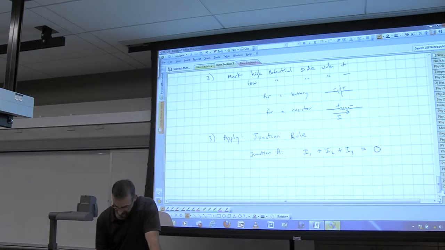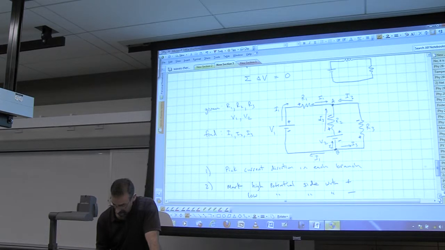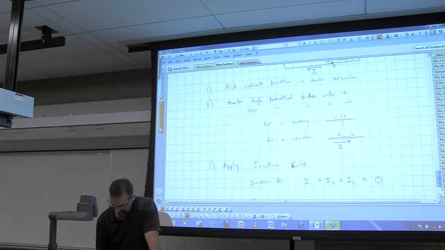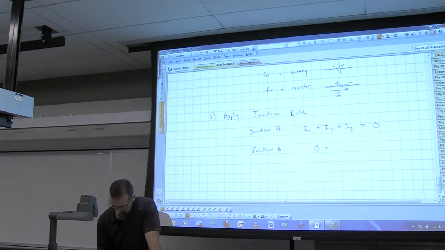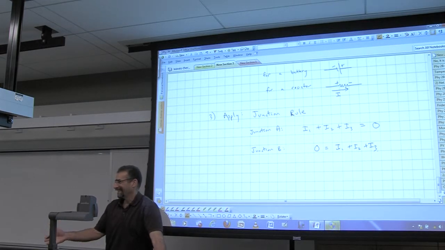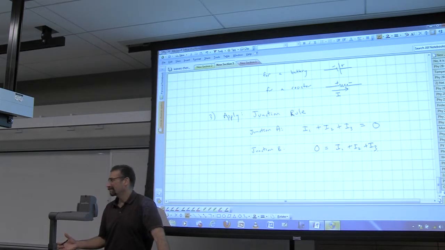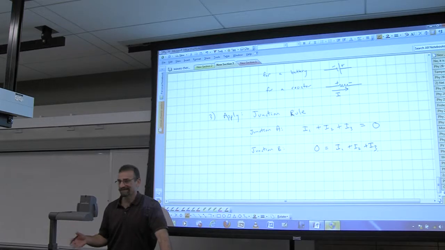If we had picked the other junction, what would we have gotten? What's going in? Nothing. What's coming out? I1 plus I2 plus I3. The exact same equation, right? So those two junctions are identical. So pick one of them. Don't pick both of them, or you get the same equation again.